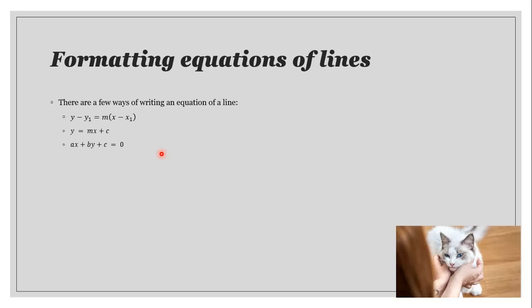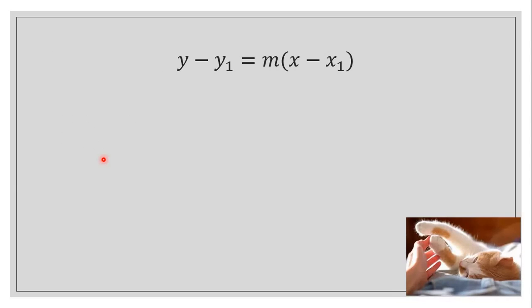y1 and x1 are coordinates on the line. m is the gradient, and c is the y-intercept. a and b are just coefficients for the x and y in the equation. So we'll go over this first one in more detail. x1, y1 is a point on the line. m is the gradient of the line.